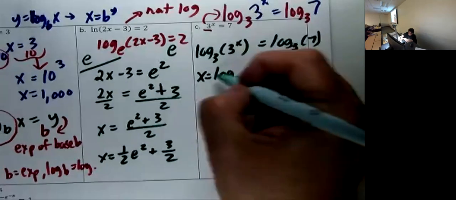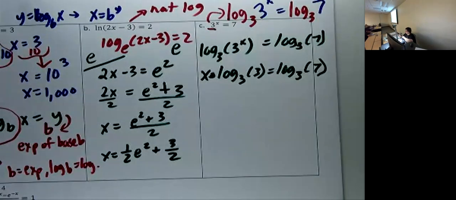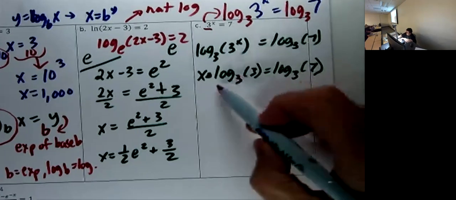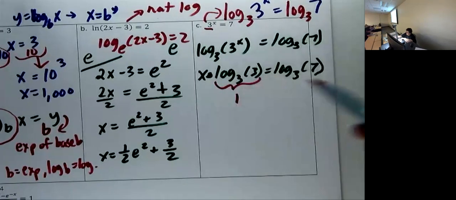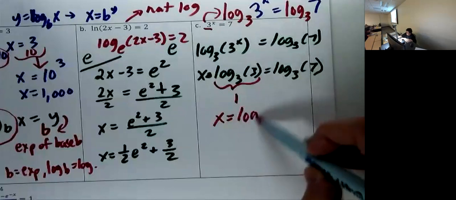Not x equals log base 3, x times log base 3. That's 3, my bad, sorry. I wrote that funny. What is log base 3 of 3? It's just 1. When the inside matches the base, this is 1. So we get x equals log base 3 of 7.